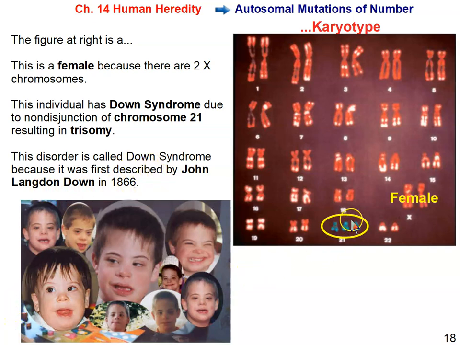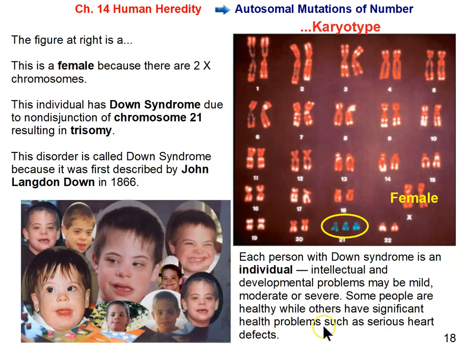And this is an instance where having extra genes is a problem, and the production of too many of certain proteins is a developmental problem. And those individuals that have Down syndrome, each is an individual, meaning that the effect of the disorder is highly variable. Some individuals will be healthy, while others have a lot of health problems, and some individuals will be more or less mentally affected. So each case is different.